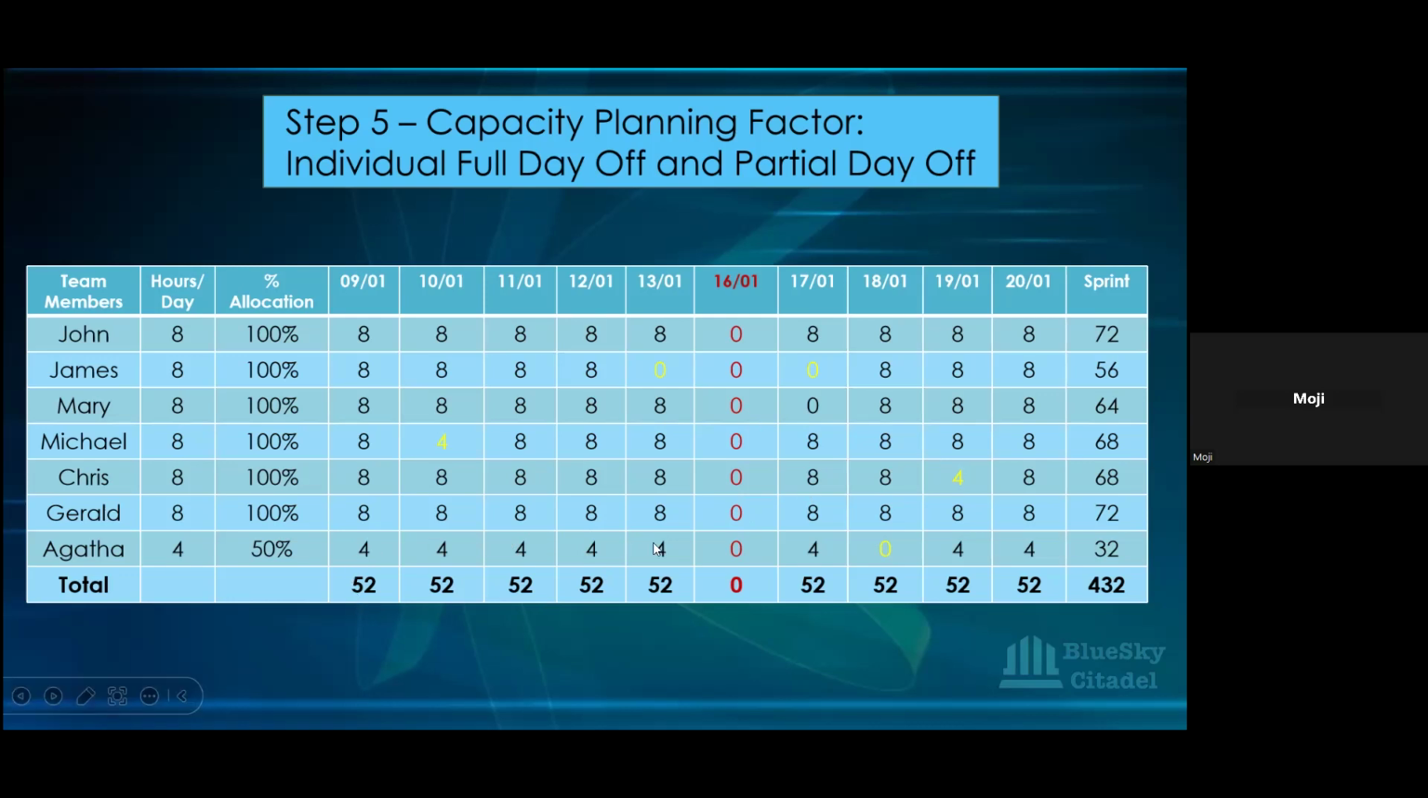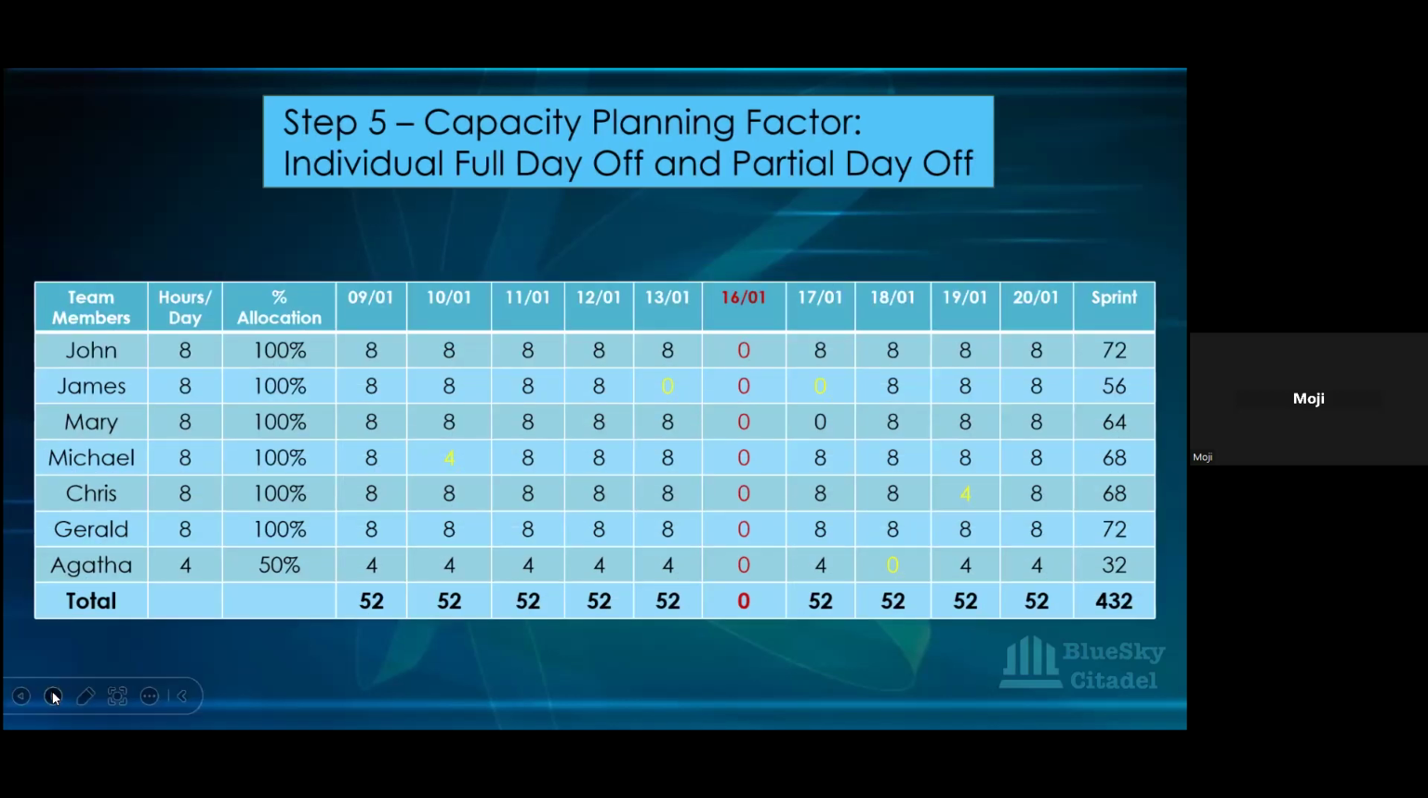And then Agatha is also taking a day off here. So you can see that the 4 hours is gone there. From our 36 hours, it's gone down to 32. So from the 468 that we're coming from, because we've taken all those full days and partial days off, it's come down to 432. Okay, so that's another factor we put in. Okay, so this is the team with all the time that they've taken off, and we have our 432 over there.